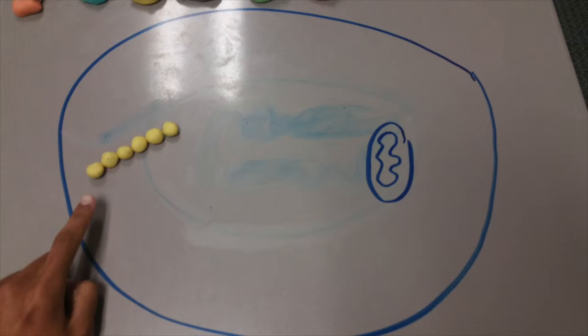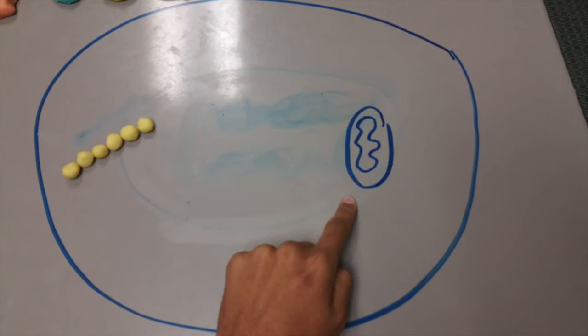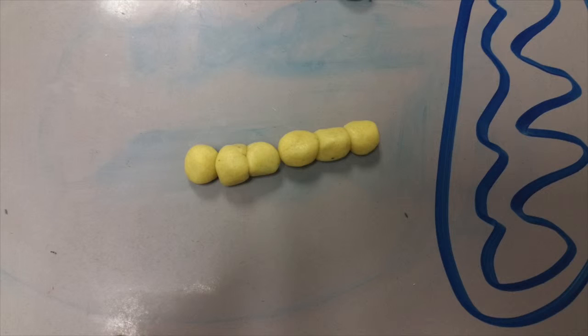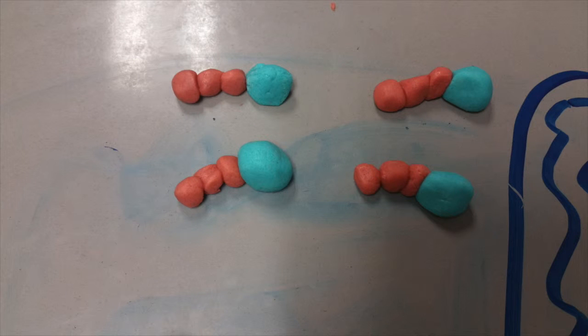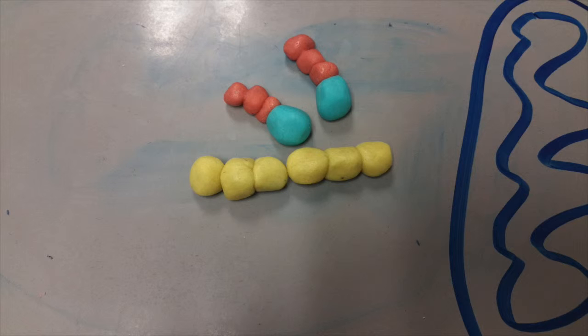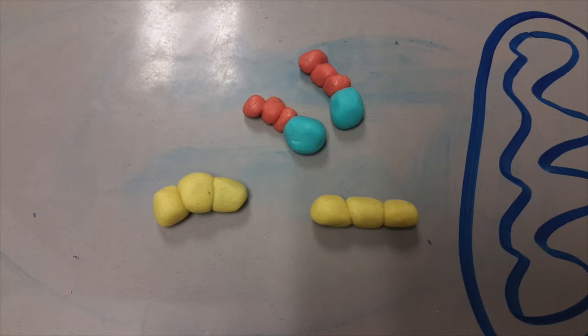Alright, so there are three parts to cellular respiration. It's glycolysis, the Krebs cycle, and the electron transport chain. In glycolysis, it is essentially splitting glucose, and it occurs in the cytosol of the cells. No oxygen is required, and you end up with two molecules of pyruvate, 3 carbon molecules.